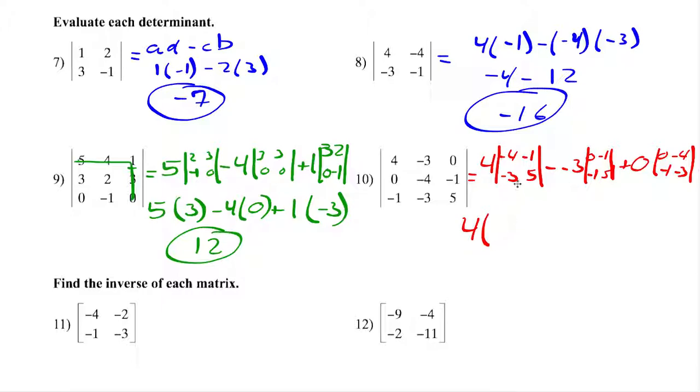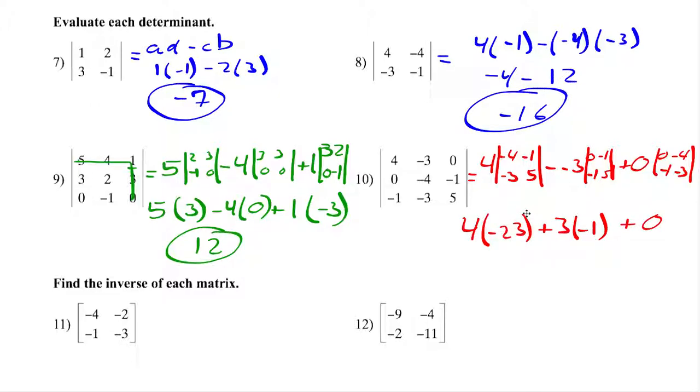So 4 times, this is negative 20 minus a negative 3, so that's plus 3. Sorry, it's negative 20 minus a positive 3. Negative 20 minus a positive 3 is negative 23. Plus 3 times, that's 0 minus 1. So that's negative 1 and plus 0.